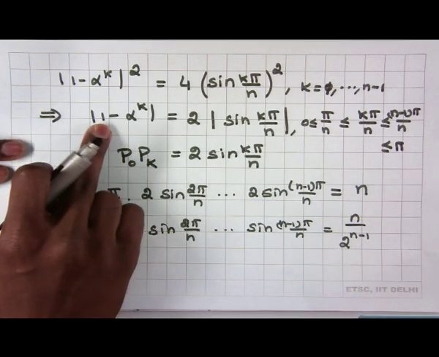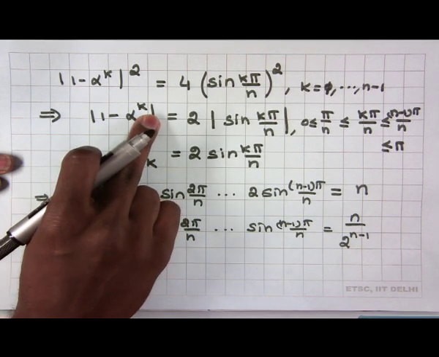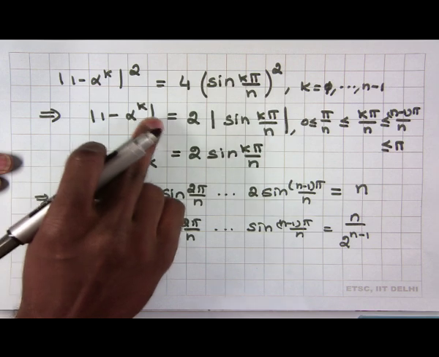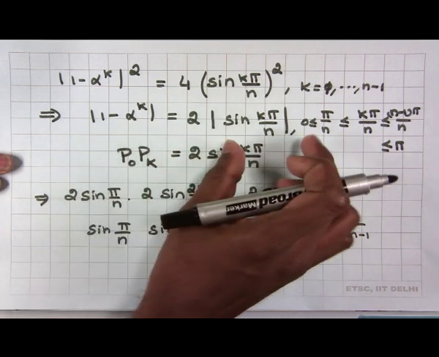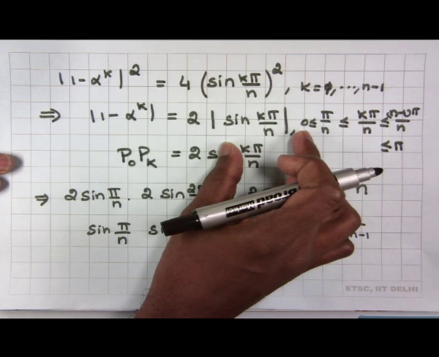When you do the similar procedure, when you are calculating the distance from minus 1 to alpha to the power k, which is the same as the modulus of 1 plus alpha to the power k, you will get the cos term on the right hand side.